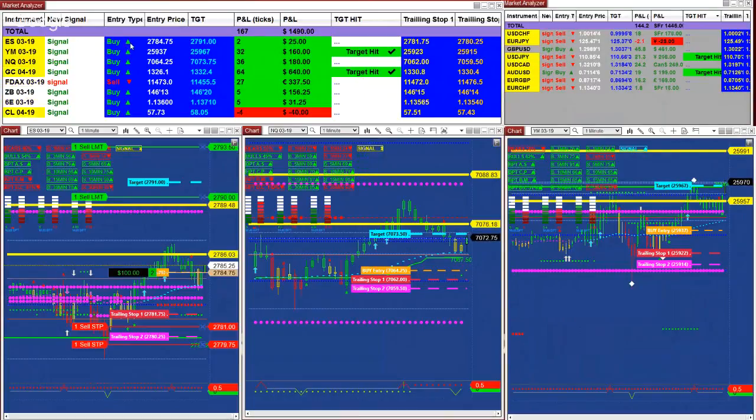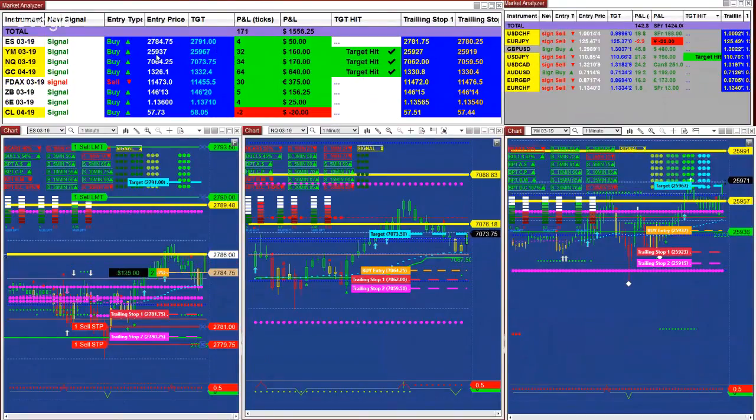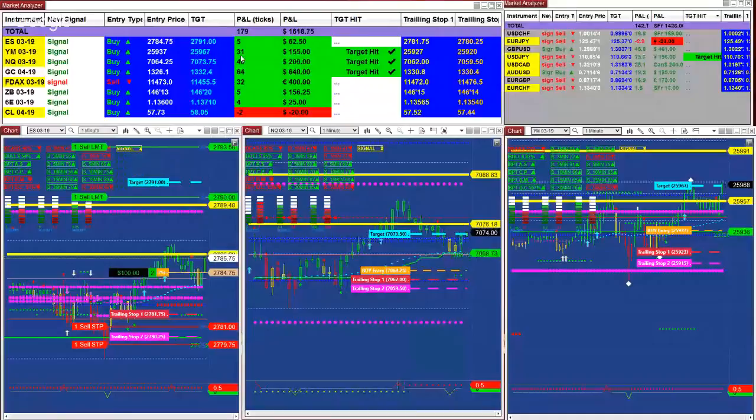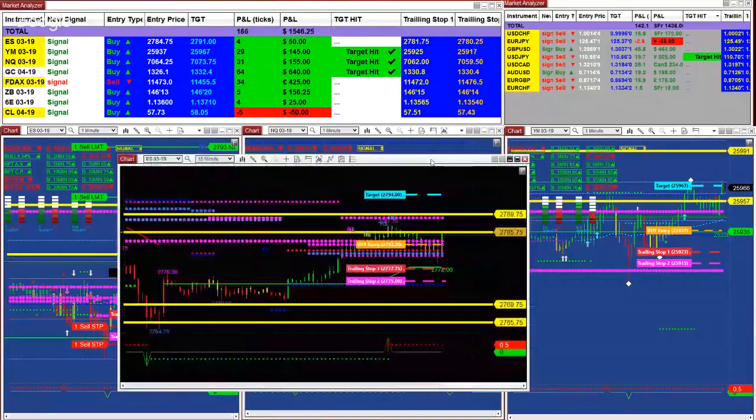As you see here, we have a buy entry at 27847.5, target 2791. On the YM, we have a buy entry at 25937, target 25967. We are 31 ticks into the profit. Again, if we want to look one more time, please.